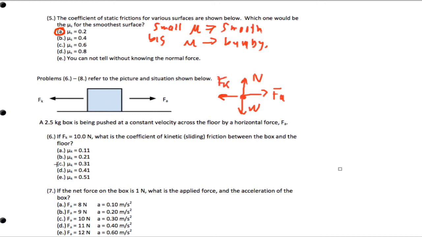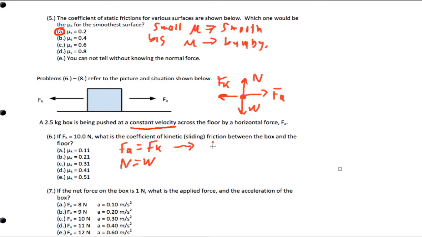Now for the first part of this three-parter, problem 6 through 8, it's being pushed at a constant velocity. And so what that means when we set up our equations is that the applied force balances the kinetic friction and the normal balances the weight. So if we want to get the coefficient of friction, we actually have to go ahead and plug in some of our numbers.